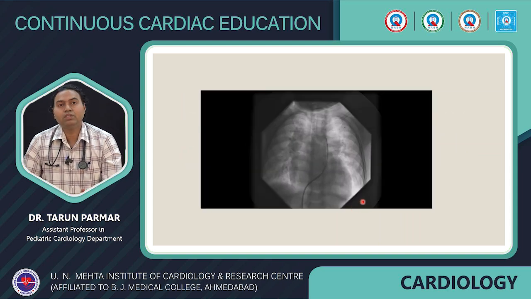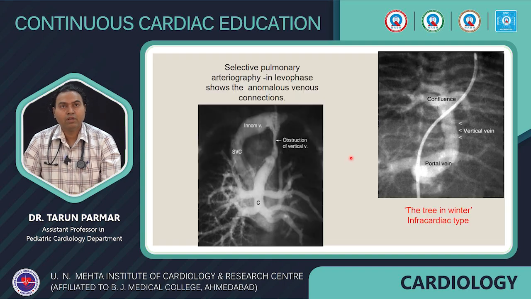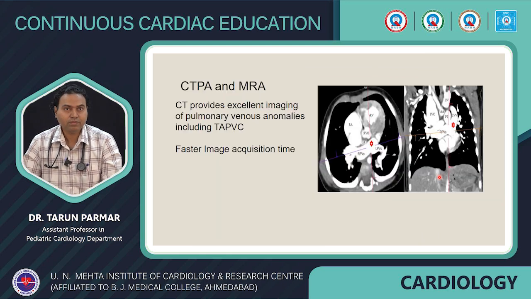This is the typical angiographic image. You can see the catheter is in the PA and in the levo phase, you can clearly see there is supracardiac TAPVC draining into the RA. So this is another still image showing the site of obstruction. This is the pulmonary vein confluence, and then this is obstruction at the left ascending vertical vein. And this is the infracardiac TAPVC showing the tree in winter appearance.